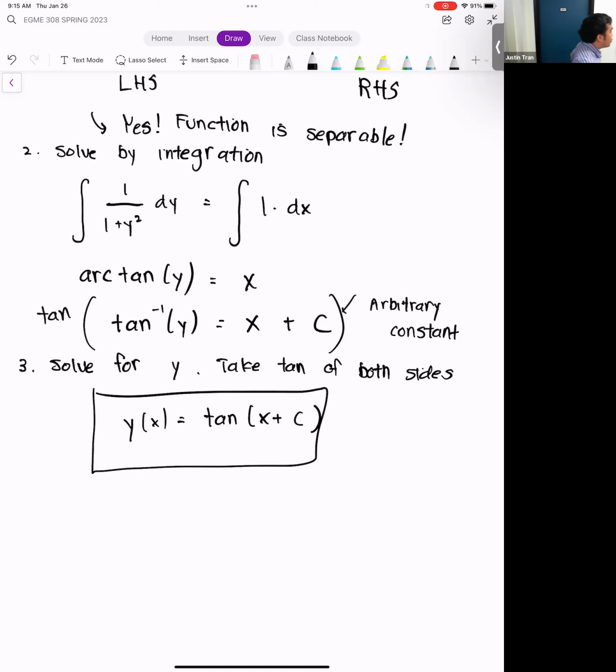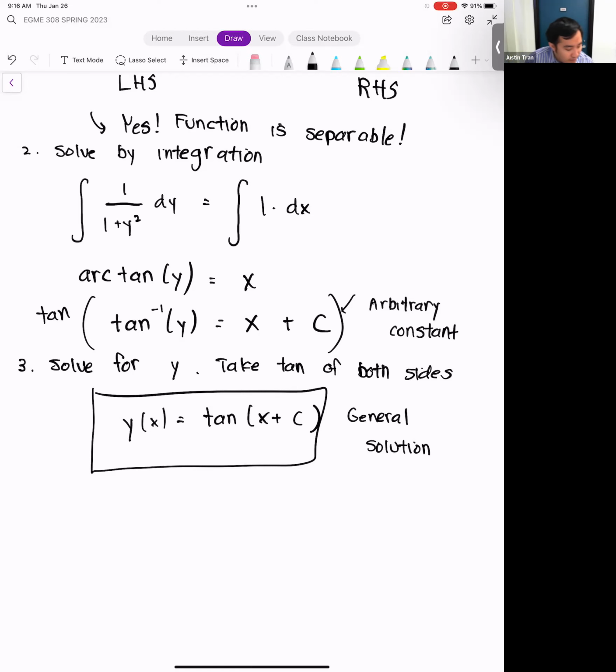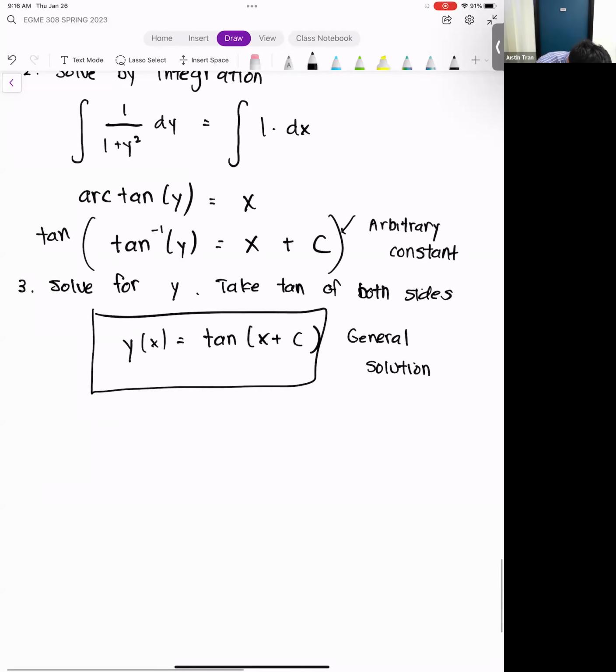All right, let's do one more example with separation of variables, this time with an initial condition, so you can see how that is done. Let's solve this equation. We have the equation y prime equal to minus 2xy. If you're not familiar with this notation, y prime, that's just a shorthand way to say dy dx.